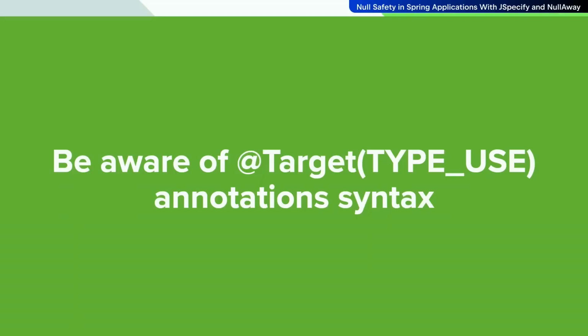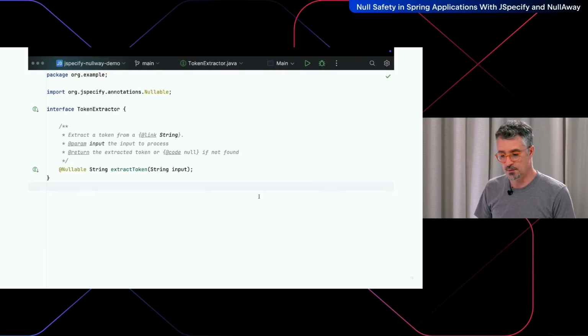So you may be aware or not. Myself, I was not aware, and I know very senior developers that were not aware that when you are using annotations that are just defining target type use, there is some syntax that could be a bit surprising. So, for example, here, if we are using a fully qualified type, you say, okay, everything is fine.